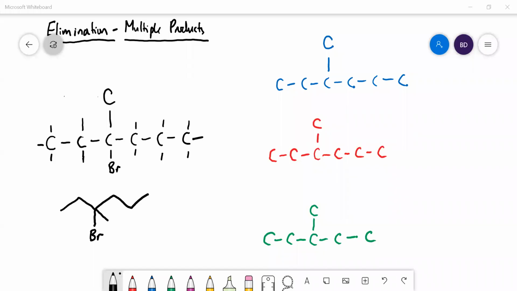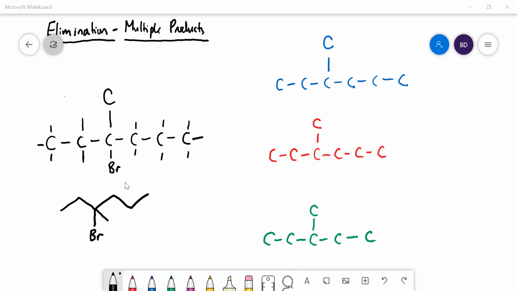Okay, so we looked in the last video. Sometimes when you eliminate a haloalkane to form an alkene, you can get two different products. Now with this one, you can see you can get three different products, and some of those can also exist as two geometric isomers. So let's have a look at this.